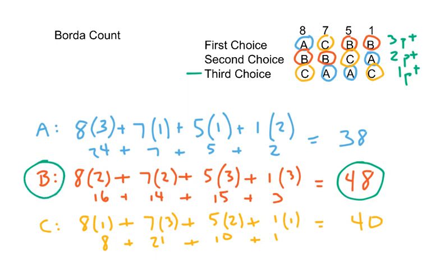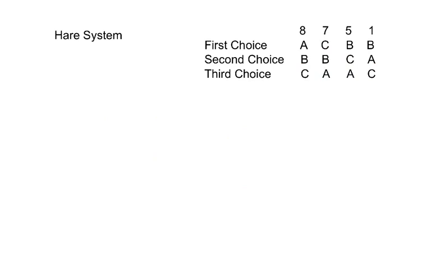Remember, when we did the plurality method, candidate A was our winner. With the same preference list, we have a different winner depending on the different method that is used. Now let's look at the Hare system on the next one. The Hare system is also sometimes called plurality with elimination.